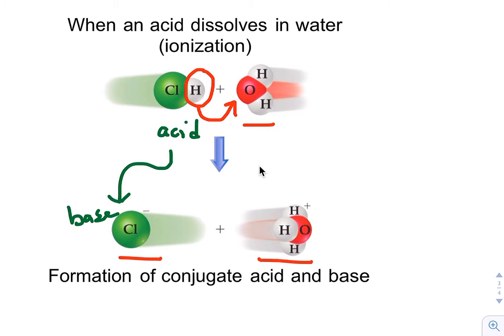And if we look at the water that we started with, this was acting as a base here, and it becomes the hydronium ion, which we'll learn more about the name of that, but the H3O plus, and the H3O plus then is going to be an acid. And so that's an acid-base conjugate pair. So we create these pairs when we're working with the Bronsted-Lowry definitions.